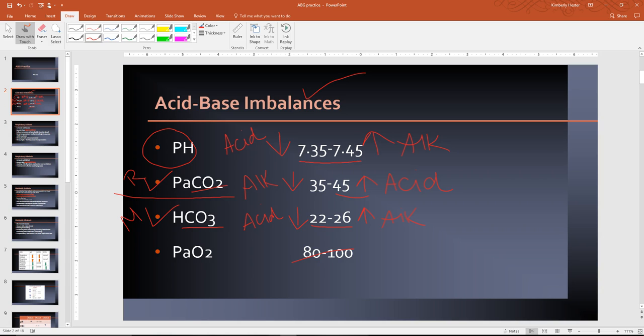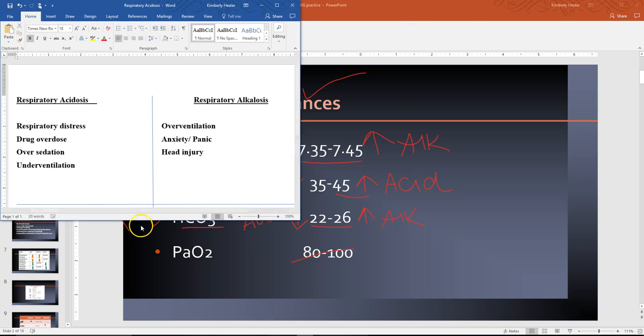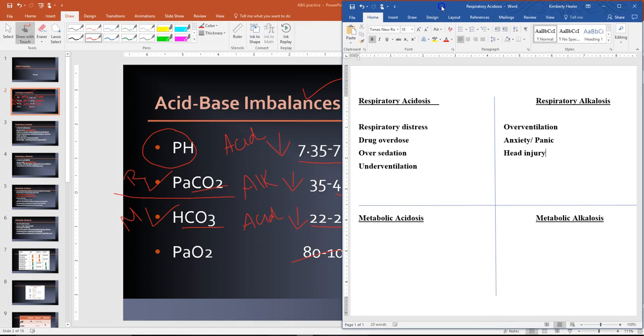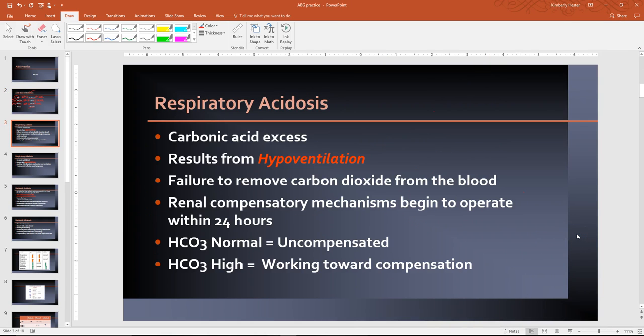All right, so when we're looking at interpreting ABGs, we're going to be looking at four different problems that the patient might have. Respiratory acidosis, respiratory alkalosis, metabolic acidosis, or metabolic alkalosis. So those are the four things that we're going to be looking for.